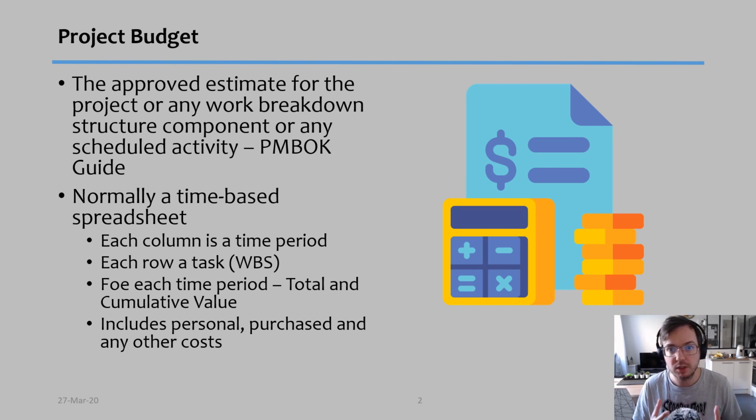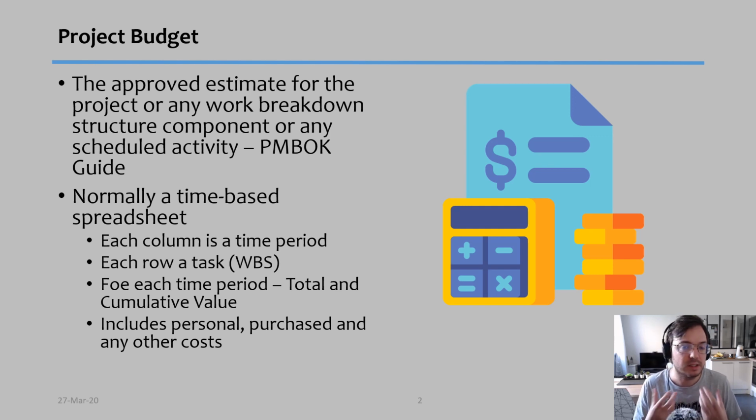Normally, there are different alternatives, but one of my favorites, and the best one in my opinion, is to do a time-based budget, which means you're going to have a big Excel sheet with different columns and different rows. Typically each column will represent a time period and each row will represent a task on your project. And then for each column you would have a total and a cumulative total.